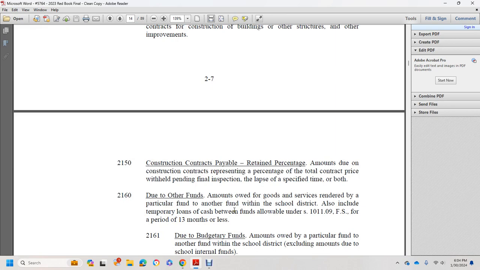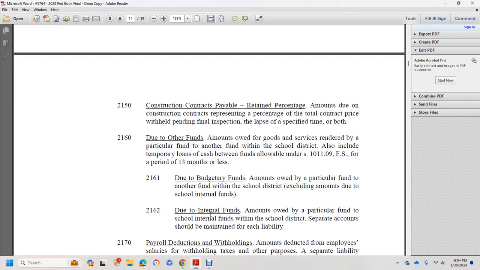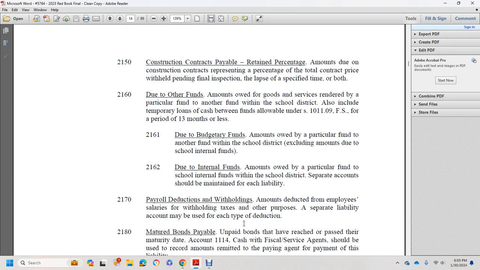2160. Due to other funds: amounts owed for goods and services rendered by a particular fund to another fund within the school district. This includes temporary loans of cash between funds, allowable under Section 1011.09, Florida Statutes, for a period of 13 months or less. 2161. Due to budgetary funds: amounts owed by a particular fund to another fund within the school district, excluding amounts due to school internal funds. 2162. Due to internal funds: amounts owed by a particular fund to the school internal funds of the school district. Separate accounts shall be maintained for each liability.